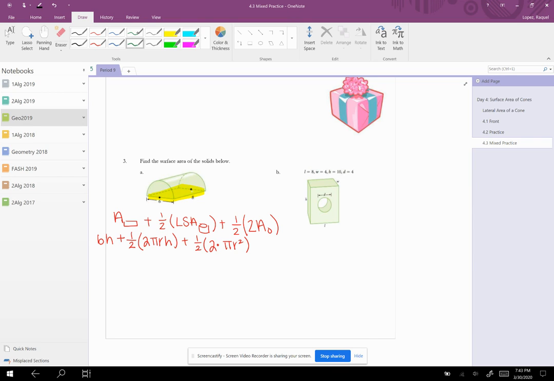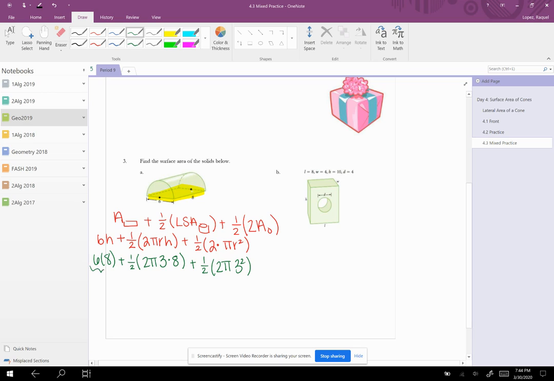So the area of that rectangle is 6 times 8 plus 1/2 times 2 pi. The radius of that cylinder is going to be 3 because the diameter of it is 6. Now the height of the cylinder is going to be the same as the height of your rectangle, and so the height is going to be 8 plus 1/2 times 2 pi, and the radius again is 3 squared. Okay, so now that we've got all that written down, let's go ahead and multiply together.